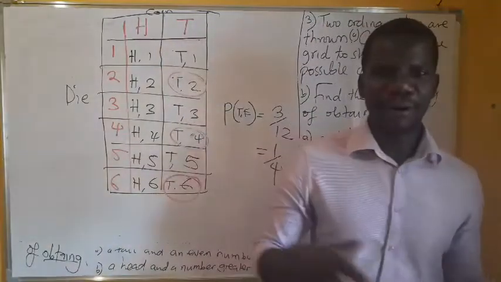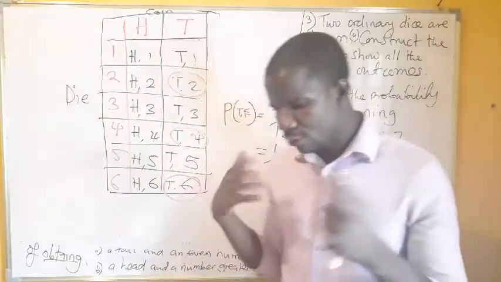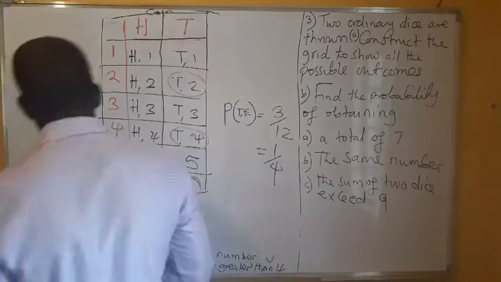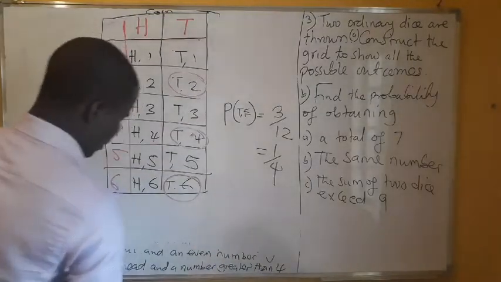A tail and the factor of what? So please, we need to understand the even numbers, prime numbers, odd numbers, all those things. Then we have this one.